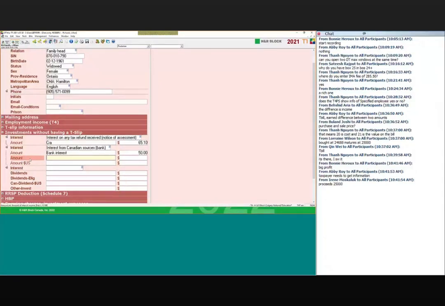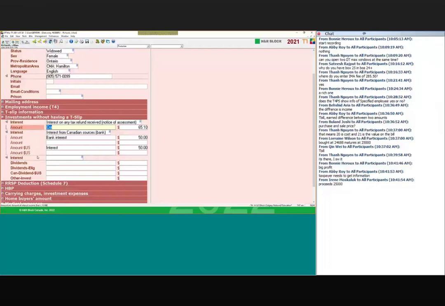if the Canadian interest isn't paid in U.S. funds, it should be entered on this line here. So let's just say we got some more interest, and you would put it here in U.S. Enter. Why is that not entering? Yeah, and then it will translate it because it will do an exchange calculation because you've entered it on the U.S. line. So that's one way of entering investments without a slip.